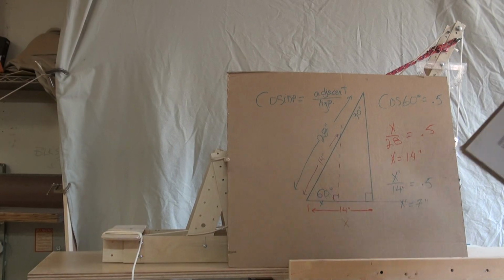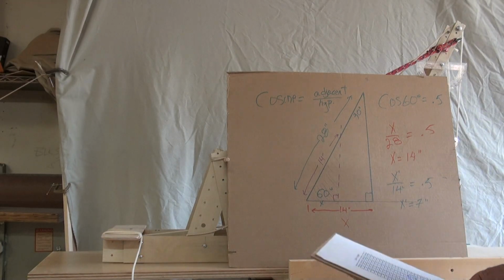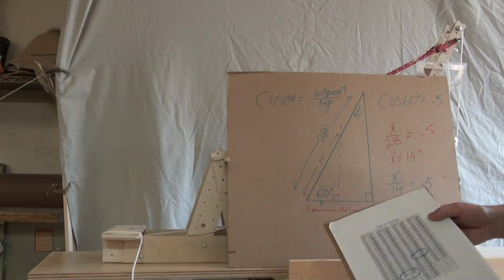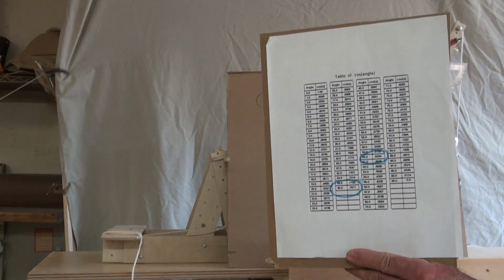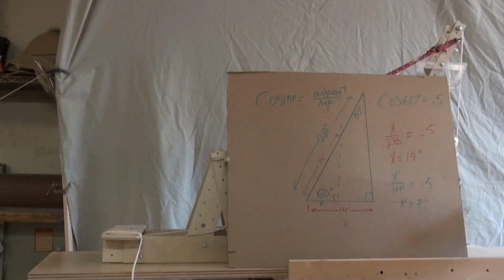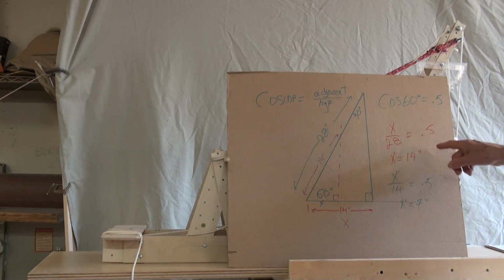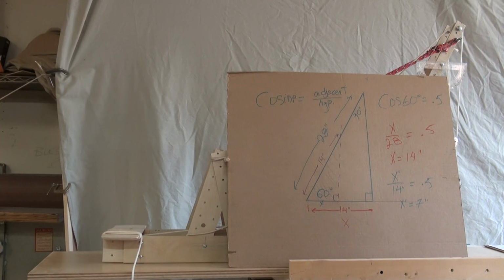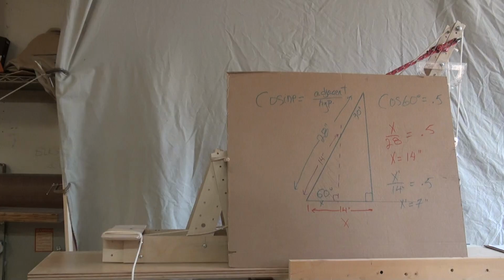So every angle has a different value of cosine. And how did I figure out 0.5? I looked it up in my handy dandy cosine table. So x over 28 is 0.5. A little cross multiplying, and x is 14 inches, which is what we knew.